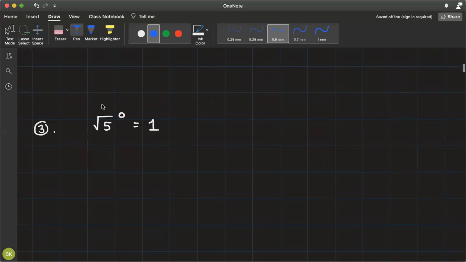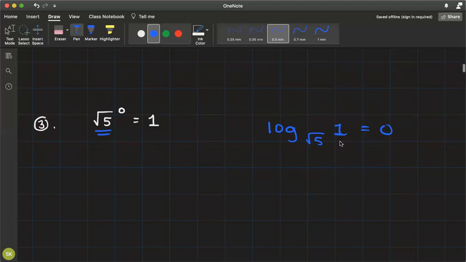Let's try this one. Square root of 5 to the power 0 is equal to 1. So log, here's the base, put that in the base of the log. This 1 goes here, and the 0 goes on this side. So this is saying the square root of 5 to the power 0 is equal to 1.